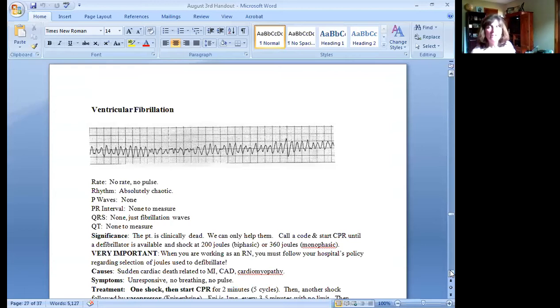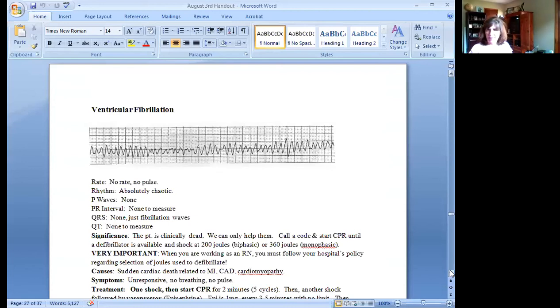VFib needs to be defibrillated. I would love to defibrillate you right away, but I'm not going to just stand there waiting for somebody to bring me the cart. I'm going to start compressions. Once the cart is there, we get the multifunction pads on. This is a rhythm that can be defibrillated. We are going to shock this patient.